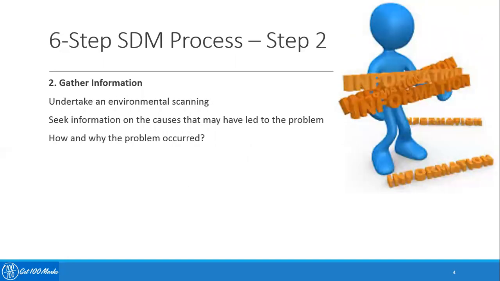The second step is to gather information. In order to understand the problem, the first step, we need to gather information by undertaking an environmental scan. Seek information on the causes that may have led to the problem, how and why the problem occurred.